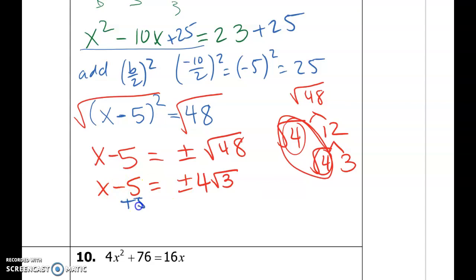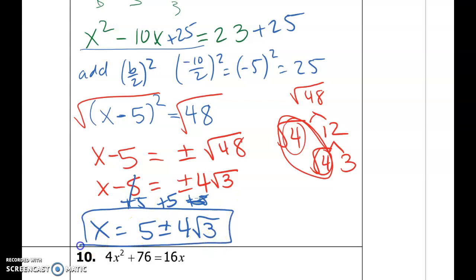Add the 5 to the other side. I'm going to add the 5 in front, because I can't combine it here because there's a plus and a minus. So x equals 5 plus or minus 4 square root of 3. And I can't simplify this any further. I can't combine the 5 and the 4 because this one has a radical and this one does not. So there's my answer for that.